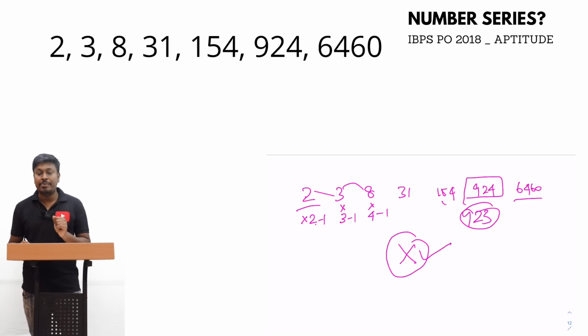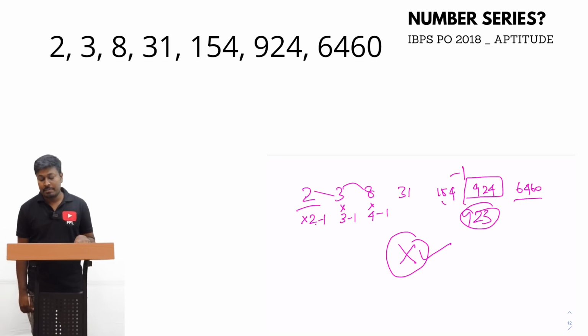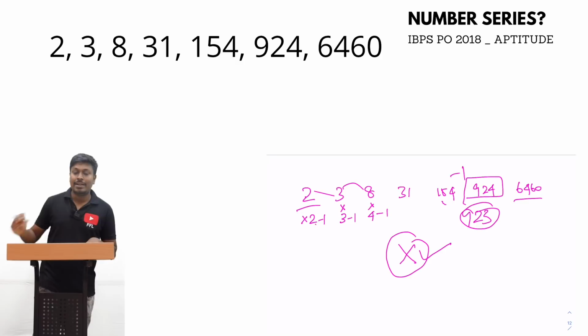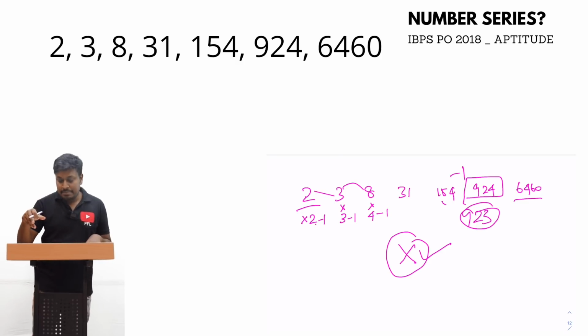Actually it should be 923. They missed by subtracting 1 here. So I think the wrong number in the given series will be 924. Got it? Got the logic? So they have done times 2 minus 1, times 3 minus 1, times 4 minus 1, times 5 minus 1 in this pattern. So like that, 924 is the wrong number.